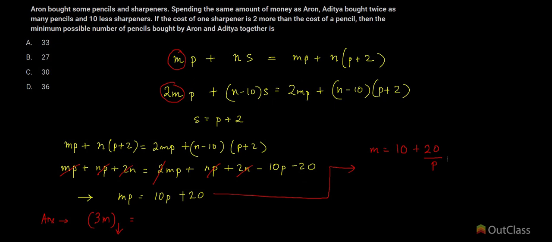M is equal to 10 plus 20 by P, but remember that M has to be an integer. P is positive; we don't necessarily know that P is an integer, but we know that P is positive. So this value is going to be greater than 10 and it has to be an integer. The smallest value you can get is 11, and that happens when you put P equal to 20. If the price of the pencil is 20 and the price of the sharpener is 22, you will end up with M equal to 11, and 3M minimum will be 33. 33 is your answer.